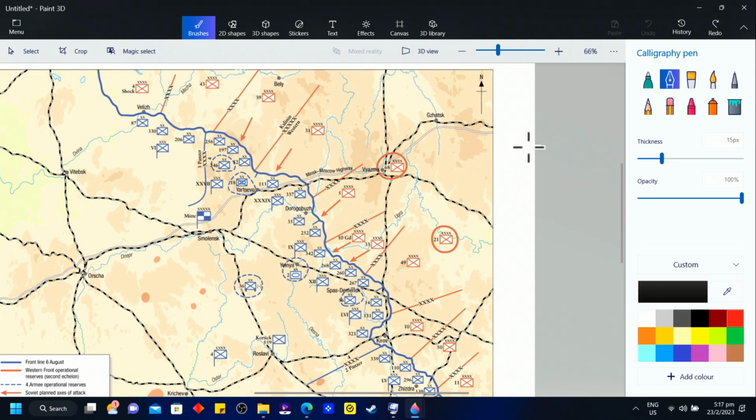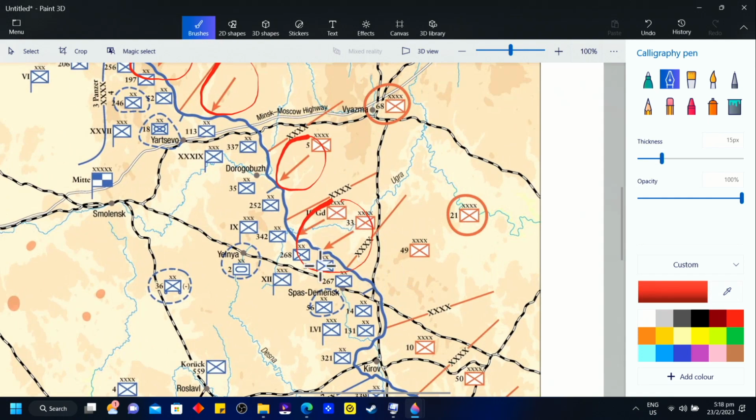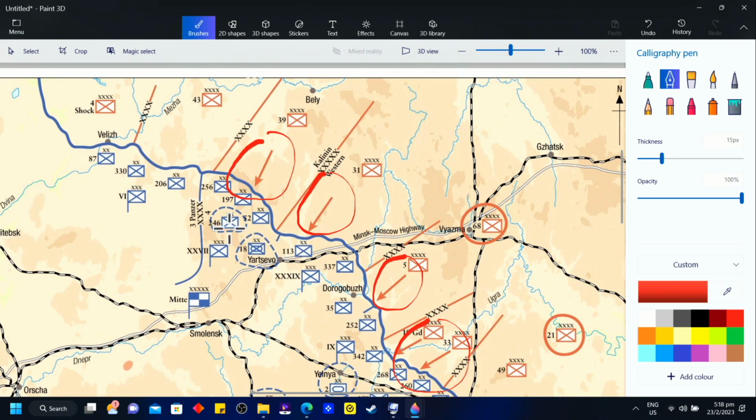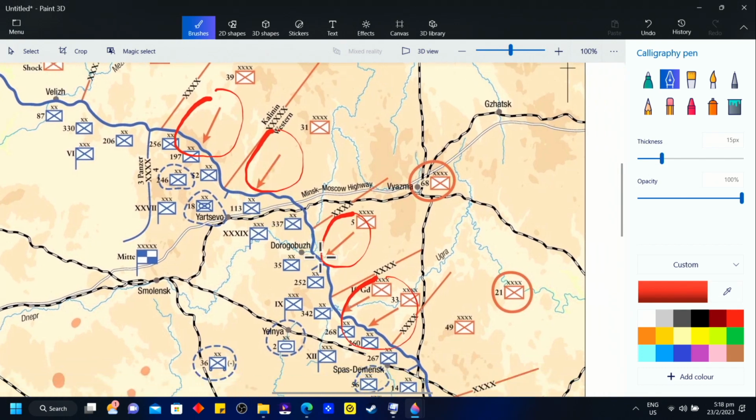You can see this is the main axis of attack. They are attacking the Buffalo Stellung position here. They also attack the Barbarossa Stellung defense position here, and they also attack here as well.